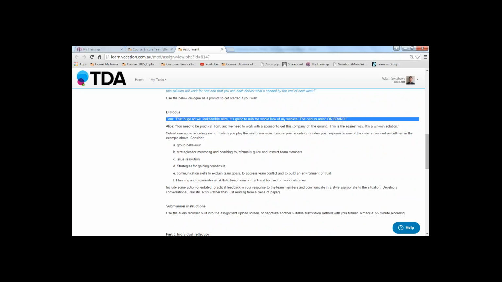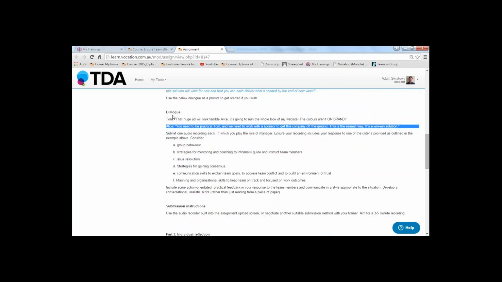Tom says, that huge ad will look terrible, Alice. It's going to ruin the whole look of my website. The colors aren't even on brand. And Alice says, you need to be practical, Tom. We need to work with our sponsor to get this company off the ground. That's the easiest way. It's a win-win solution.